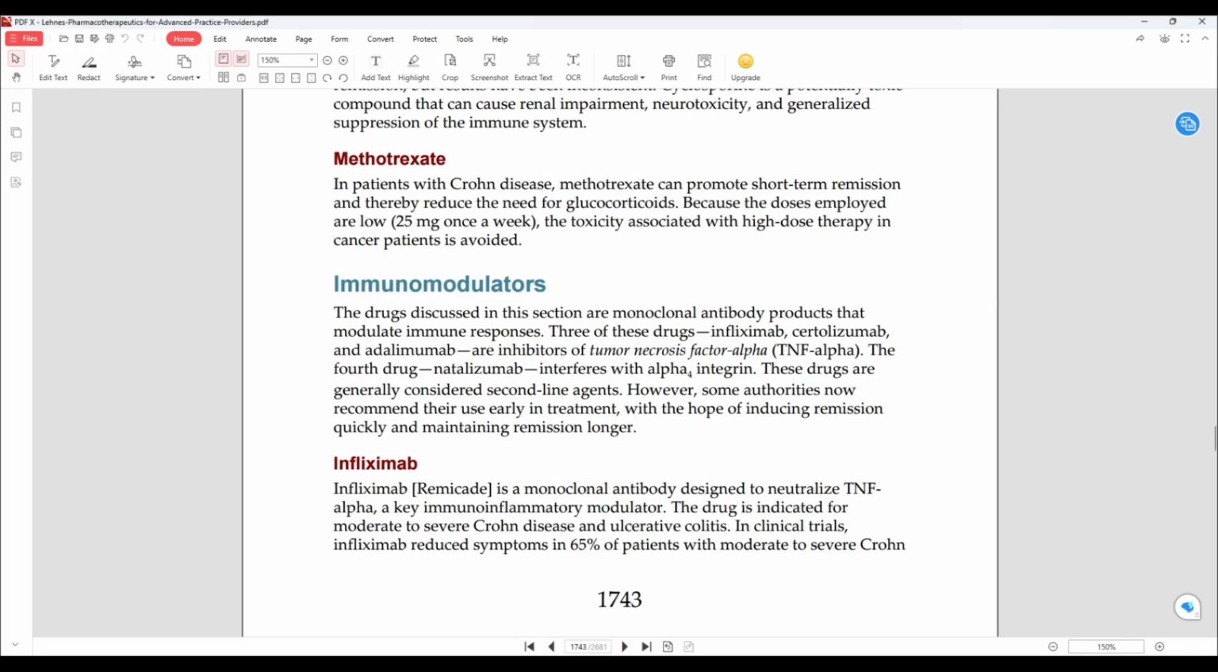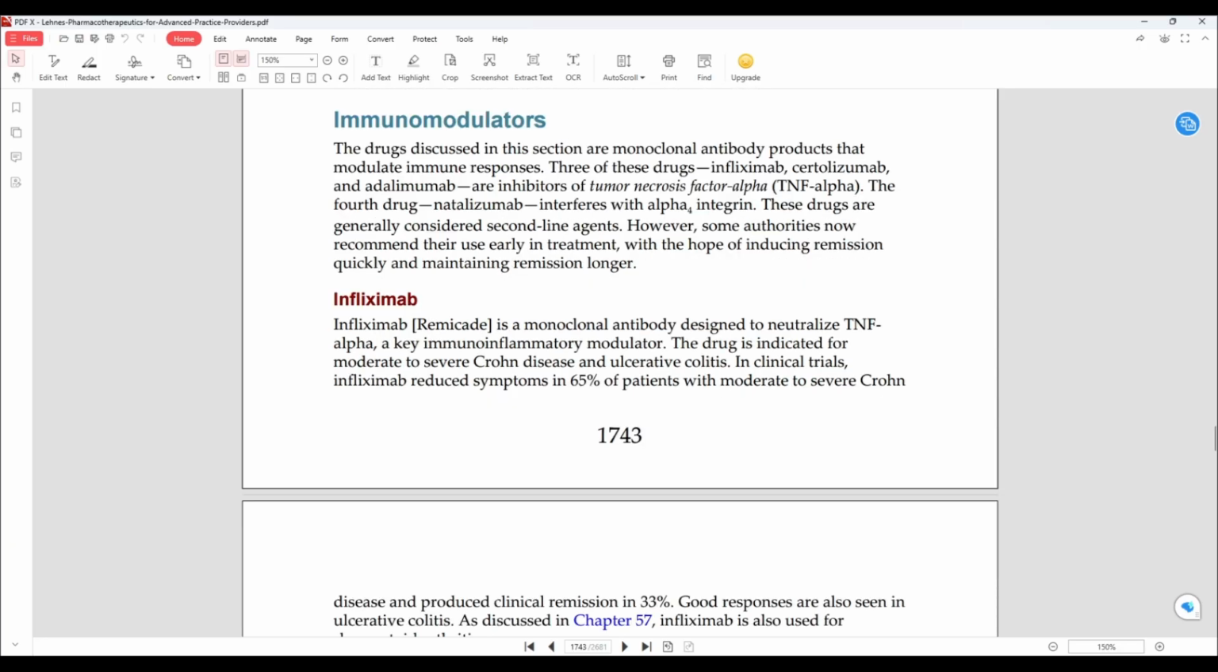Cyclosporin is a potentially toxic compound that can cause renal impairment, neurotoxicity, and generalized suppression of the immune system. Methotrexate. In patients with Crohn's disease, methotrexate can promote short-term remission and thereby reduce the need for glucocorticoids. Because the doses employed are low, about 25 milligrams once a week, the toxicity associated with a high-dose therapy in cancer patients should be avoided.